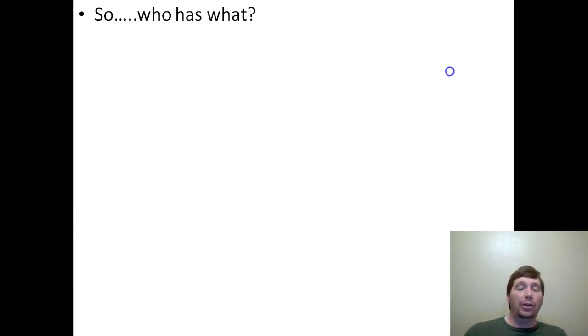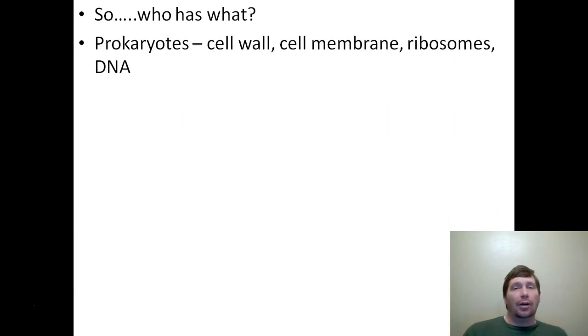All right, so now that we've talked about all the different parts of the cell, let's go back and review what types of cells have which of these parts. So first off, let's talk about prokaryotes, the simplest ones, bacteria. Prokaryotes are found to have cell walls, cell membrane, ribosomes, and DNA. That's it. Those are the only parts of the cell you'll ever find in a prokaryote. Done. End of discussion.